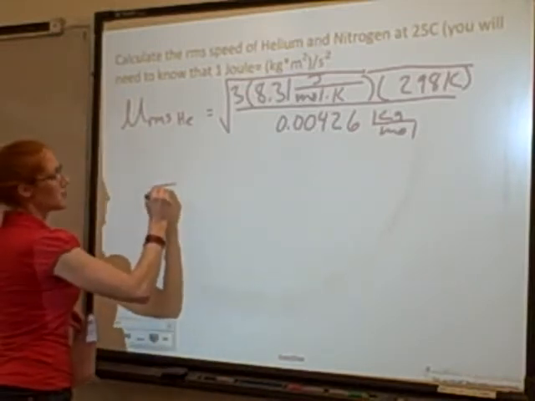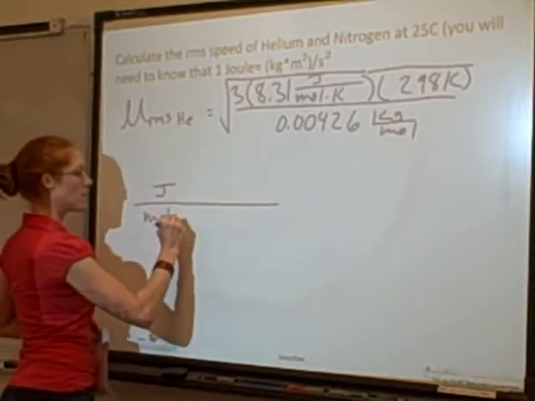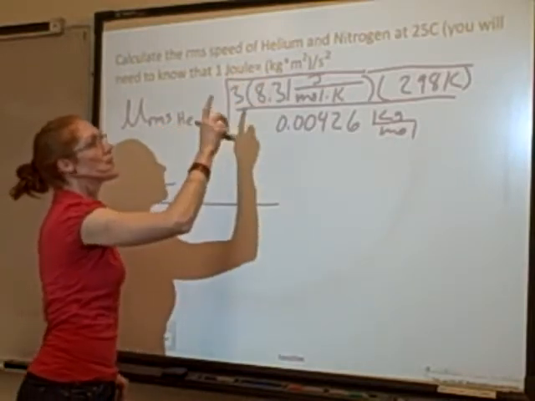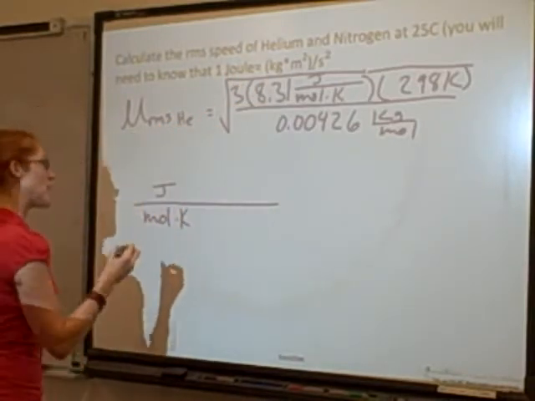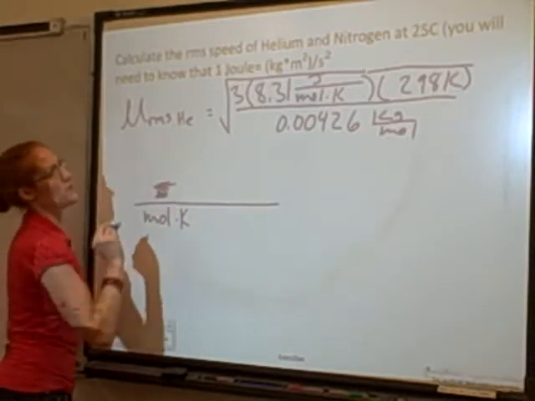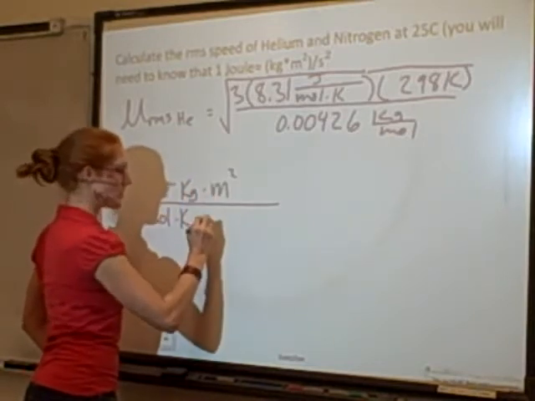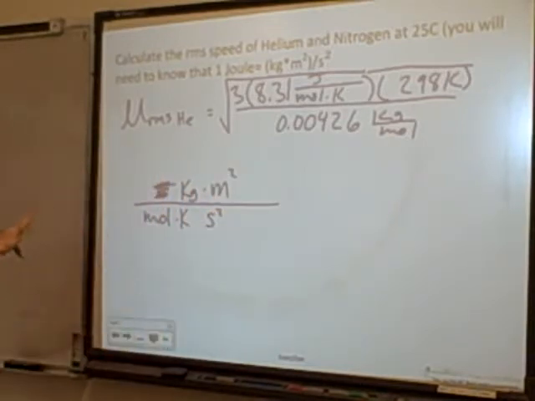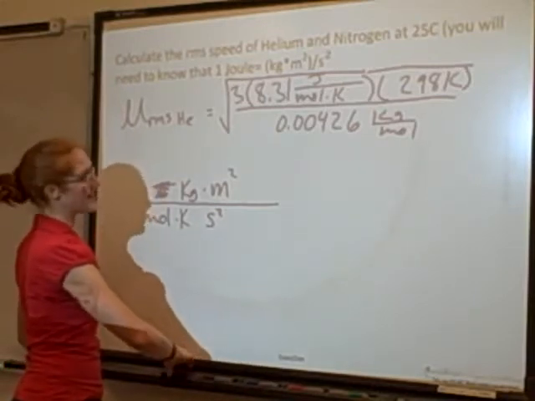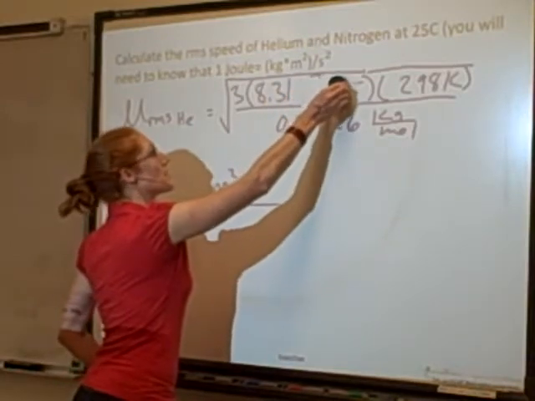Right now I have joules per mole Kelvin. Okay, I know that 1 joule is equal to kilogram times meter squared per second squared. So I'm going to substitute, instead of joule, I'm going to put in kilogram times meter squared per second squared. All right, so that's my new unit for my R constant. So let me fit that in here. I'm going to have to actually erase this whole thing.